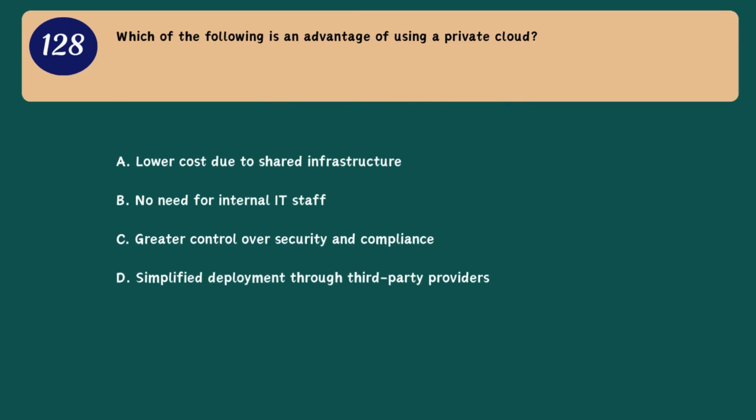Question 128. Which of the following is an advantage of using a private cloud? A. Lower cost due to shared infrastructure. B. No need for internal IT staff. C. Greater control over security and compliance. D. Simplified deployment through third-party providers.